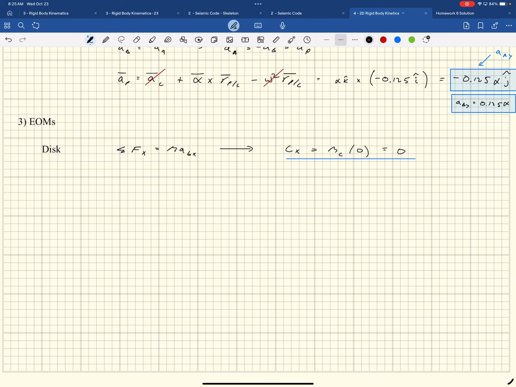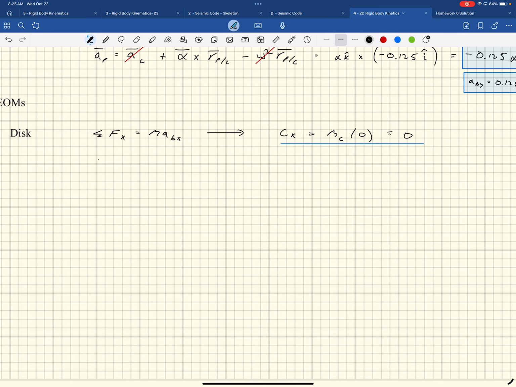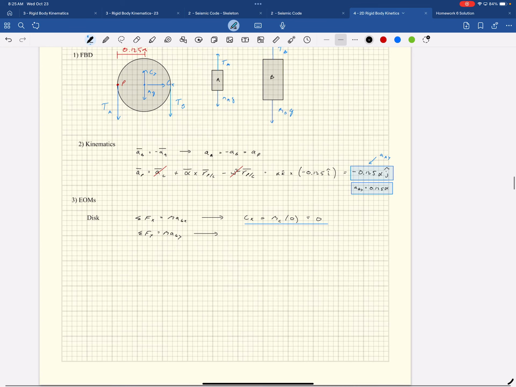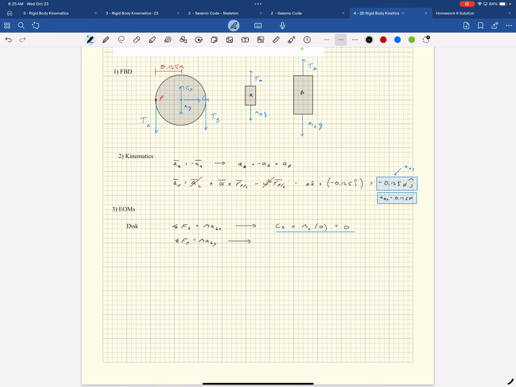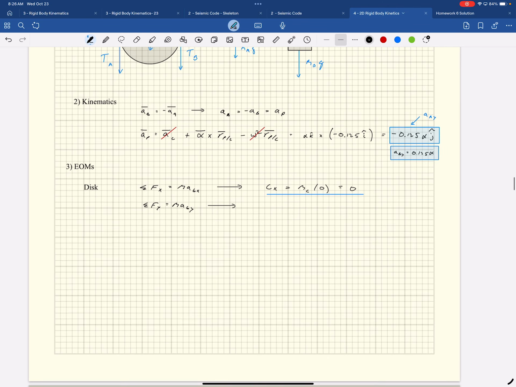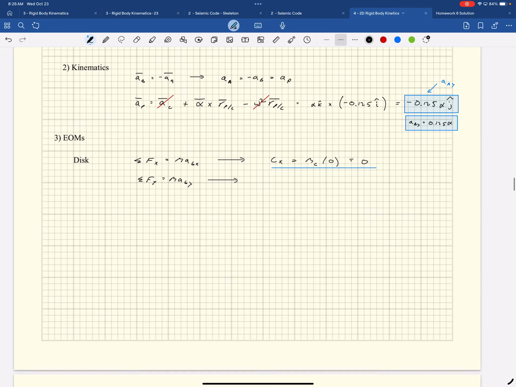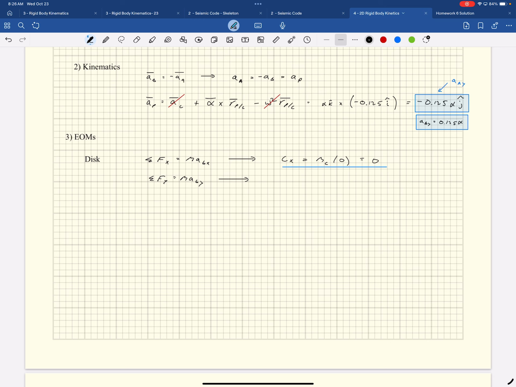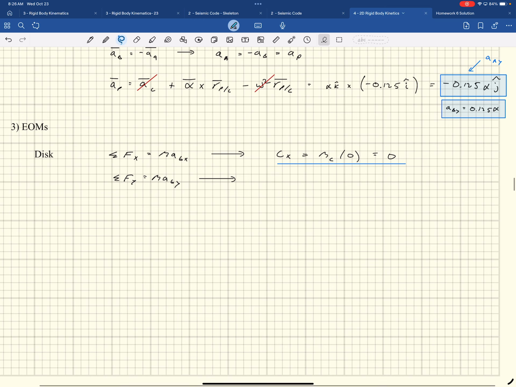Okay? Then we come down, the sum of the forces in the y is equal to M A G Y. So we just look at our free body diagram. We've got TA going down, CY going up, TB going down. And mass times gravity, and a mass times gravity. So we get, I didn't give myself enough room.